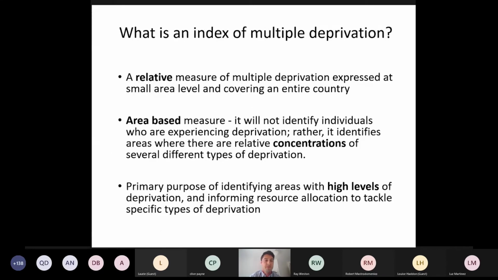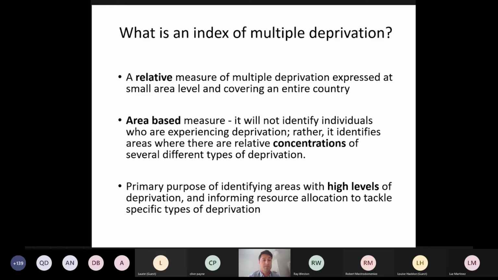Yeah, thank you. So what is an index of multiple deprivation? So what we create and what we produce as part of each different indices across the 4 nations is a relative measure of multiple deprivation expressed at a small area level, covering individual countries. As you'll see a bit further on in the presentation, small areas vary between countries, but not within countries. And that's part of the reason why we have different indices across different countries.